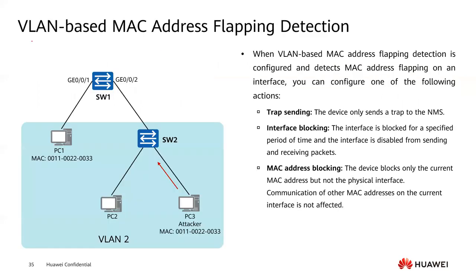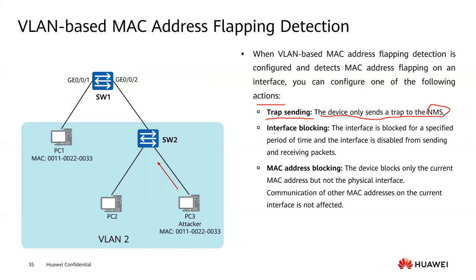Now let's look at VLAN-based MAC address flapping detection. When VLAN-based MAC address flapping detection is configured and detects MAC address flapping on an interface, you can configure one of the following actions. The first one is the trap setting. It means the device only sends a trap to the NMS. The NMS is a concept of SNMP. It means the network management station.